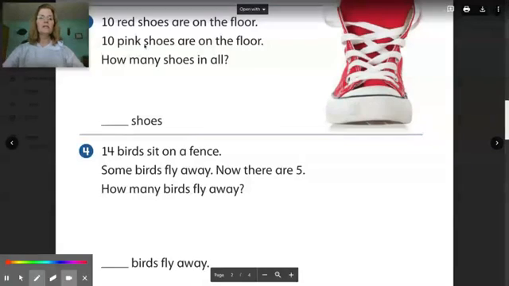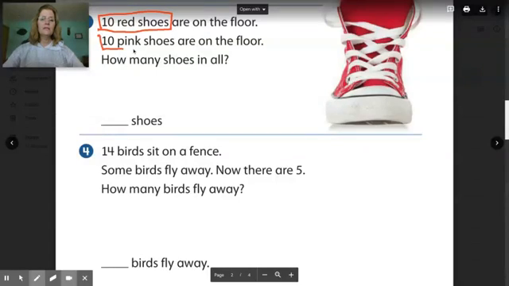Okay, red shoes and pink shoes. 10 red shoes are on the floor. 10 pink shoes are on the floor. How many shoes in all? There are 10 red shoes on the floor. 10 pink shoes on the floor. How many shoes in all?